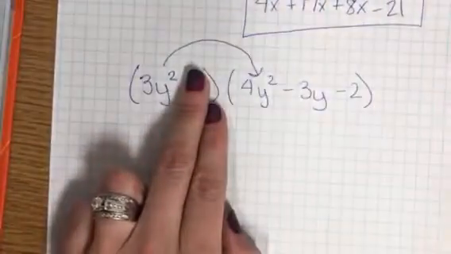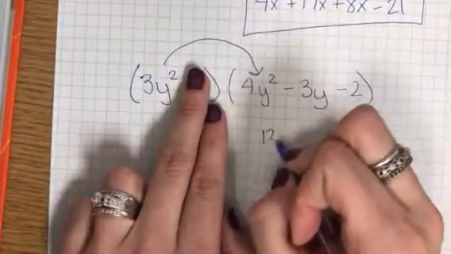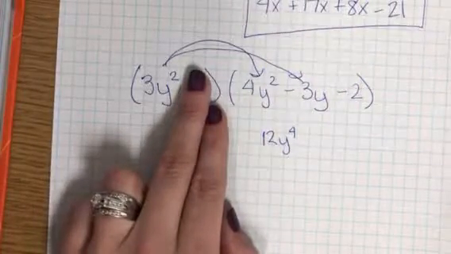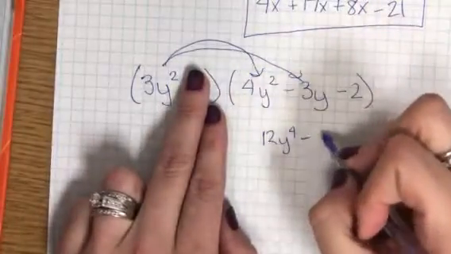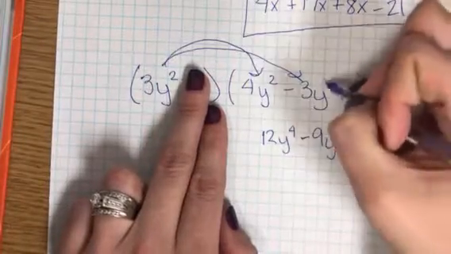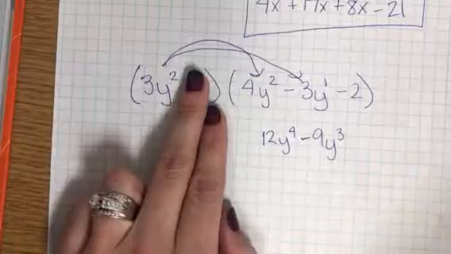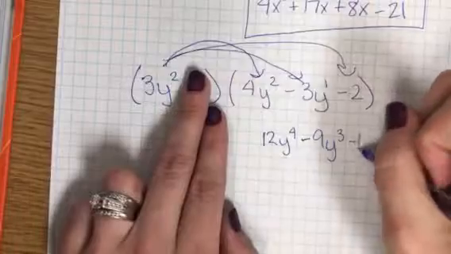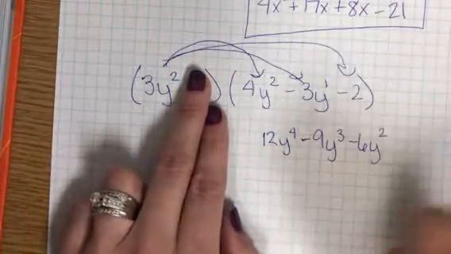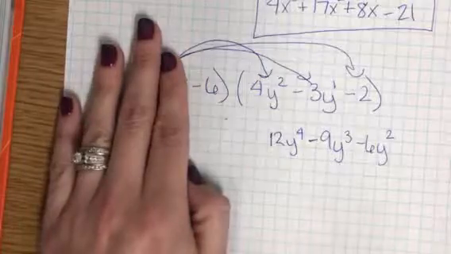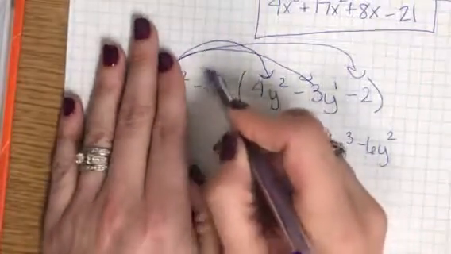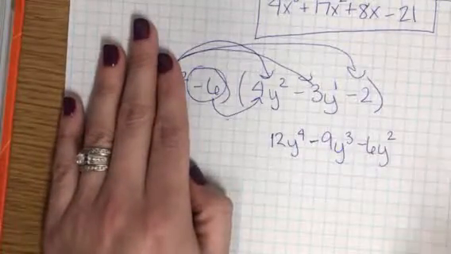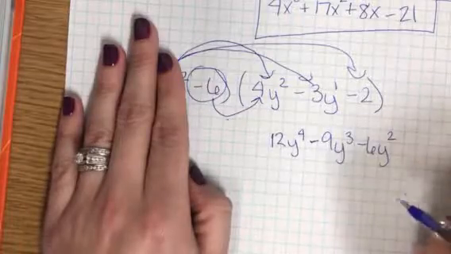So 3y squared times 4y squared will give us a 12y to the fourth. 3y squared times a negative 3y will give us a negative 9y to the third. We add the exponents: 2 plus 1 gives me 3. 3y squared times negative 2 will give me a negative 6y squared. Then we will distribute the negative 6. This subtraction tells me that 6 is negative. So negative 6 times 4y squared will give me a negative 24y squared.